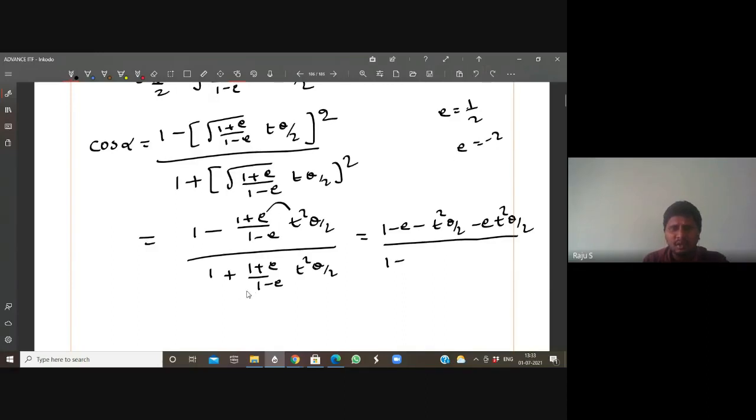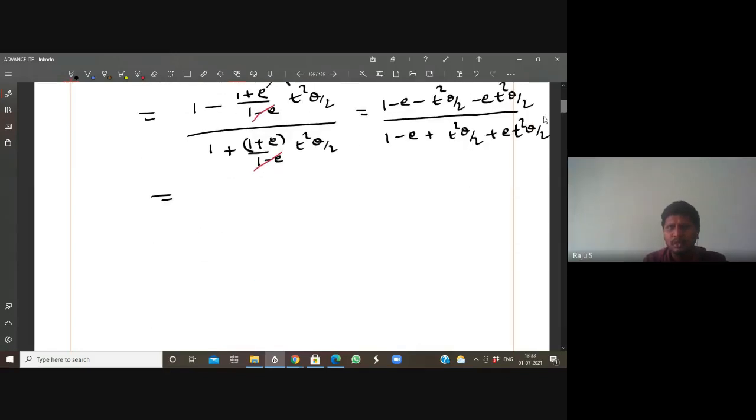So 1 minus e, when I take the LCM in the denominator, gets cancelled directly after taking the LCM. Am I right? I am not writing that 1 minus e. So 1 into tan square theta by 2 plus e tan square theta by 2. Am I right, students?